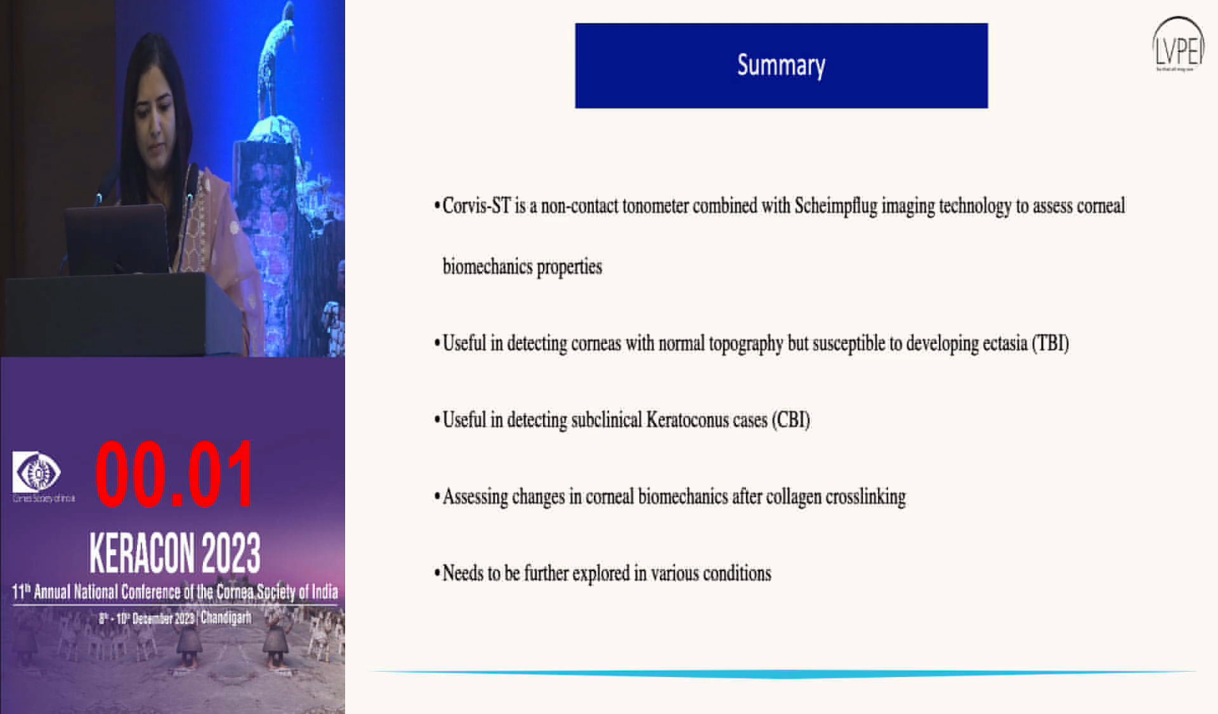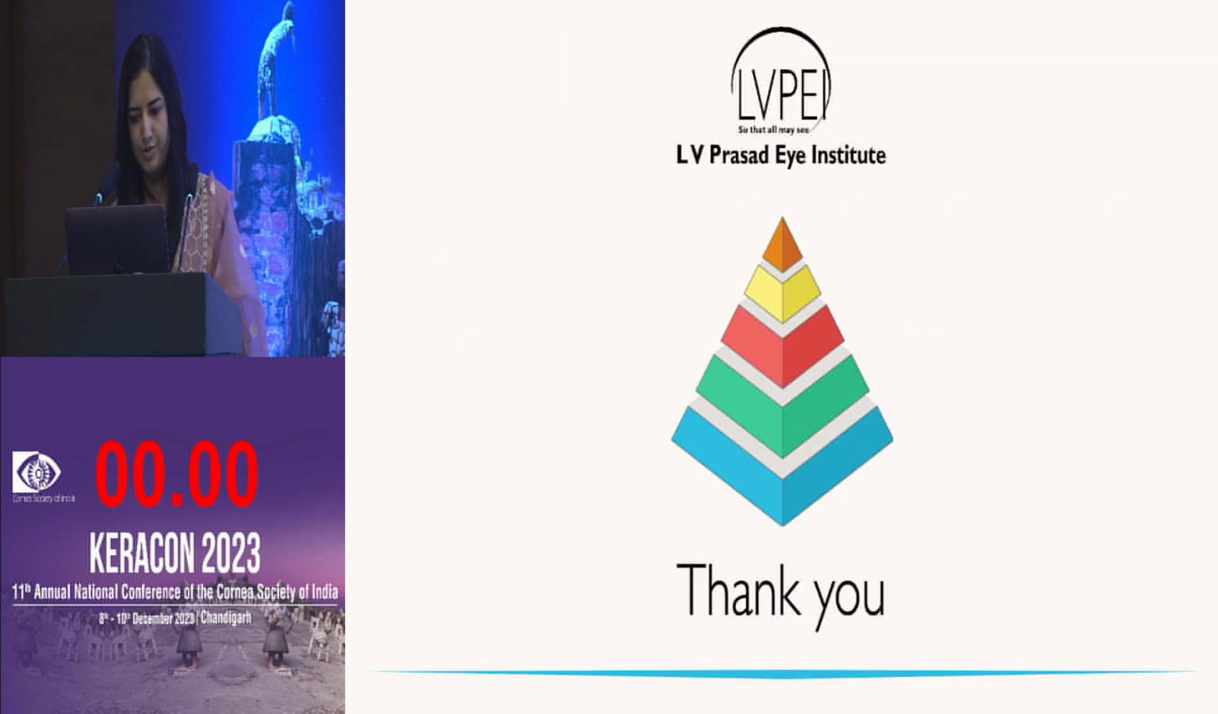So just to summarize, Corvis ST is a non-contact tonometer combined with Scheimpflug imaging technology to assess corneal biomechanics. It helps in differentiating normal topography from keratoconic cornea, such as the CBI versus the TBI, where a normal cornea which is susceptible to developing keratoconus can also be seen. And again, it helps in assessing corneal biomechanics after collagen cross-linking, but it needs to be further explored where all we can use it in practical clinical scenarios. Thank you.